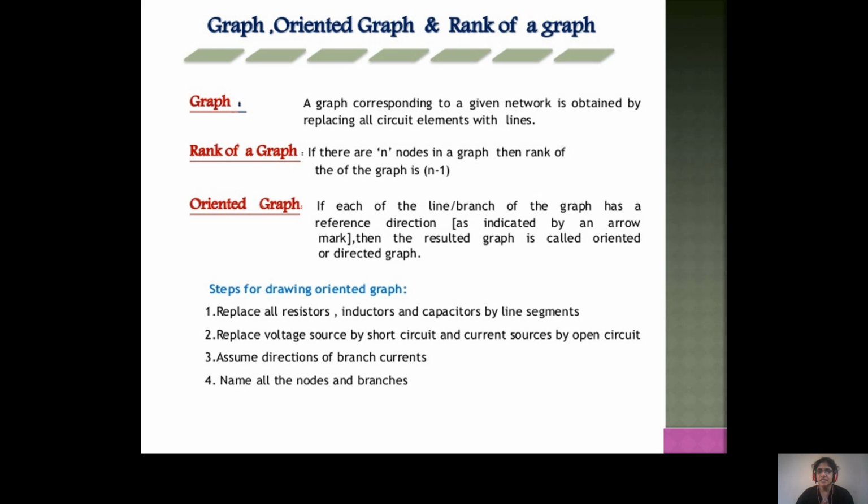So for a graph, when there are a number of elements, either passive or active, we replace all the elements in the form of lines. If there is a voltage source, you have to short it, and if there is a current source, you have to open it. But any resistor, inductor or capacitor, whatever it may be, connected between the nodes, you simply draw a line. So replacing all circuit elements with lines is nothing but the graph.